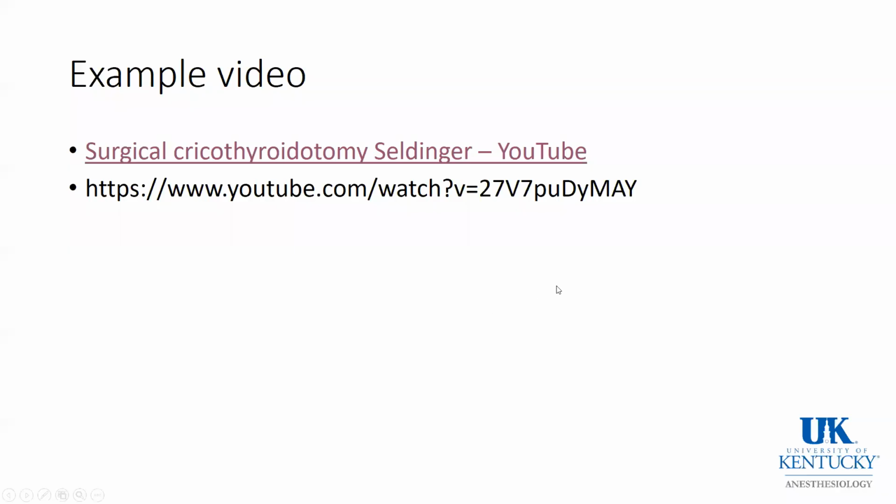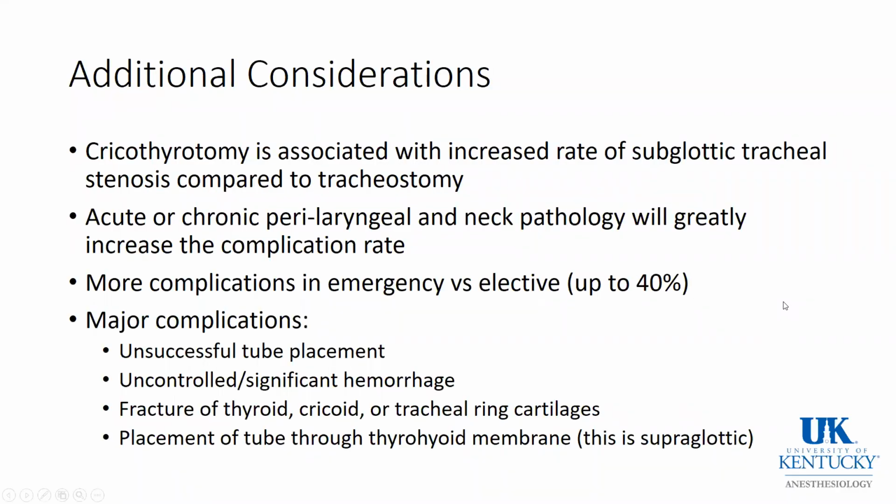So some additional considerations there. A cricothyrotomy is associated with an increased rate of subglottic tracheal stenosis compared to a trach. So generally a cric, if it occurs, is not an end. It's just a bridge until it can be revised to a trach. In the case of acute or chronic perilaryngeal or neck pathology, you're going to have a much higher complication rate, which makes sense. And there are more complications in emergency versus elective cases, and it's fairly significant, up to 40% in some studies.